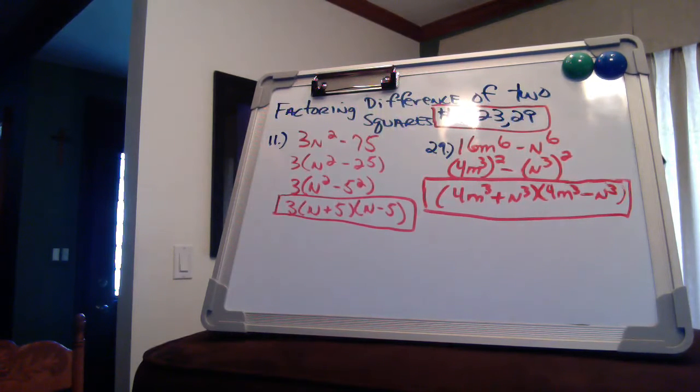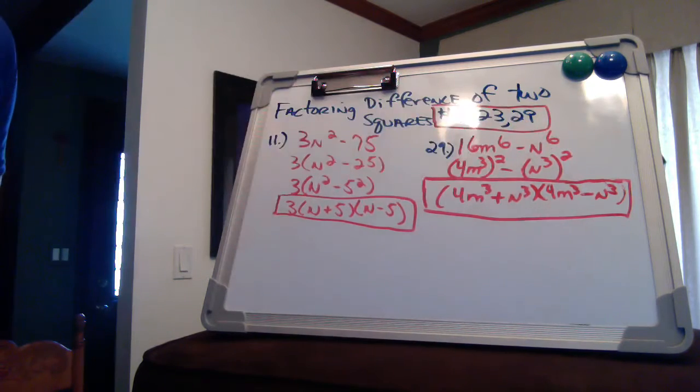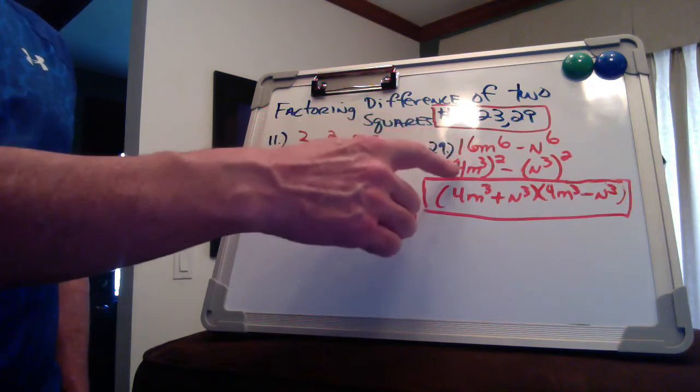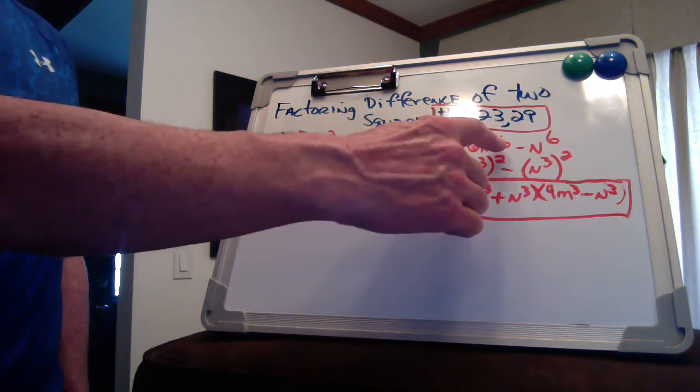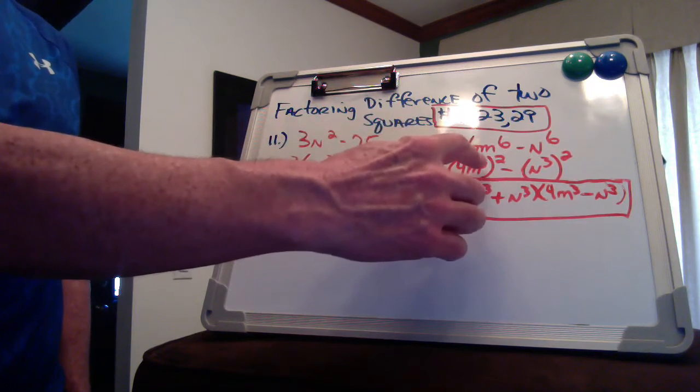Now moving on to 29. You have 16 m to the 6 minus n to the 6. What is different here is you don't have an exponent of 2, you have an exponent of 6. However, with any exponent that is even, you can still change each term so that it represents the difference of two squares. If you look at the first term, what makes 16 a perfect square is 4. If you cut 6 in half as the exponent, then you have m cubed.